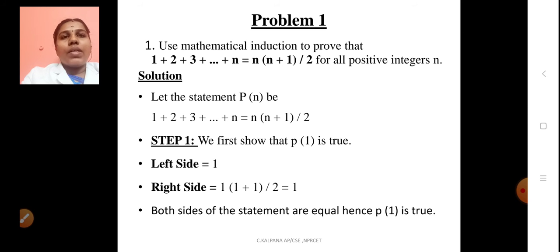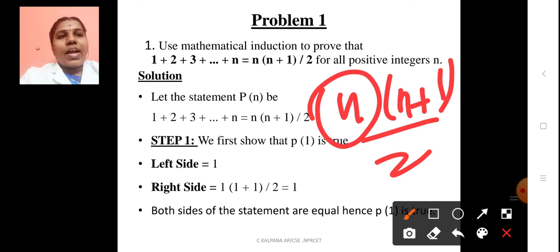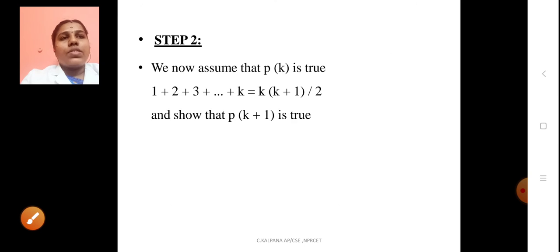Left hand side, 1 plus 2 plus 3 up to 1 equals 1. And right hand side, that is n into n plus 1 by 2. The value of n can be substituted as 1, that is 1 into 1 plus 1 by 2. The answer is true. Both LHS and RHS are the same. Therefore, both statements are equal. P of 1 is true.